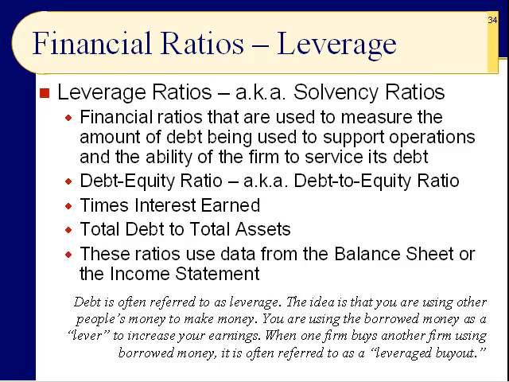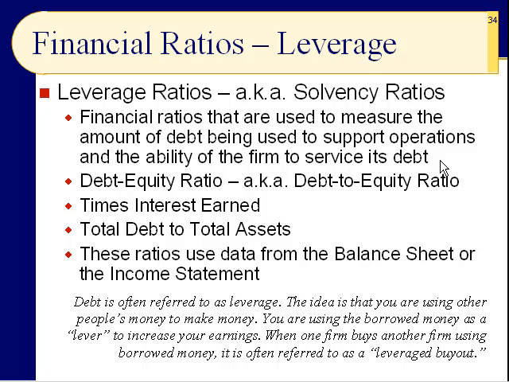And our last group are the leverage ratios. That's sometimes called solvency ratios. And these were very important to Mr. Benjamin Graham. Oh boy, did he love these. And so you'll see when you eventually read The Intelligent Investor how masterfully he used these ratios. These are financial ratios that are used to measure the amount of debt being used to support operations and the ability of the firm to service that debt.